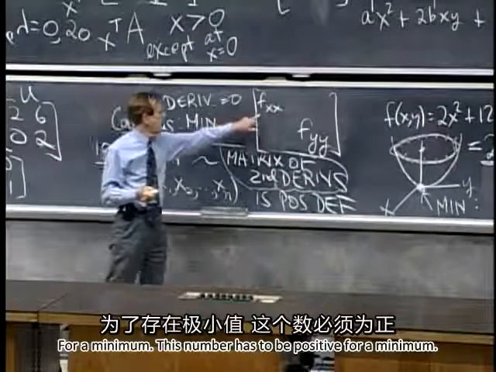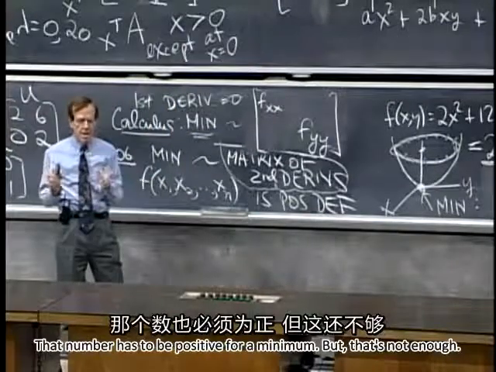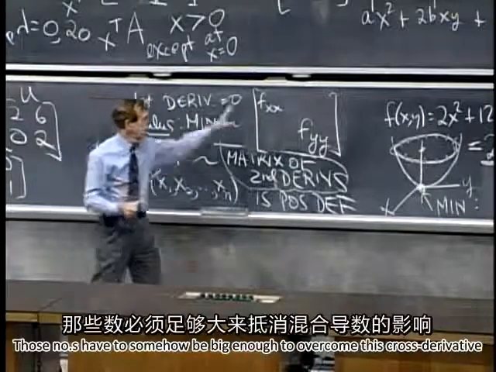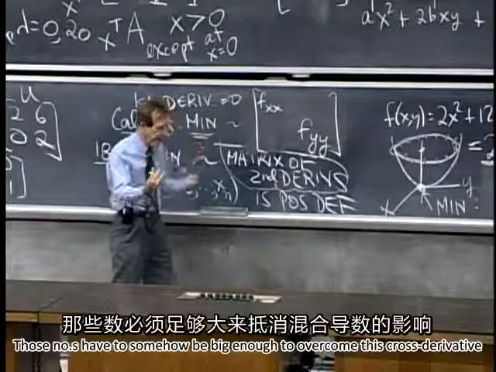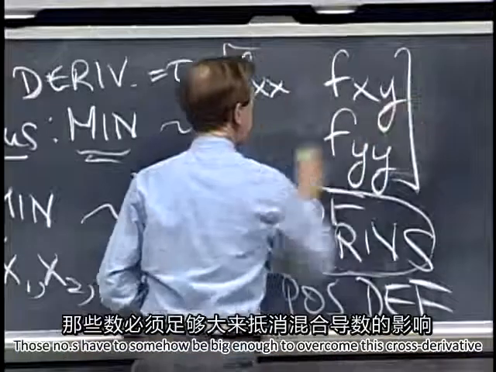This number has to be positive for a minimum. That number has to be positive for a minimum. But that's not enough. Those numbers have to somehow be big enough to overcome this cross derivative.